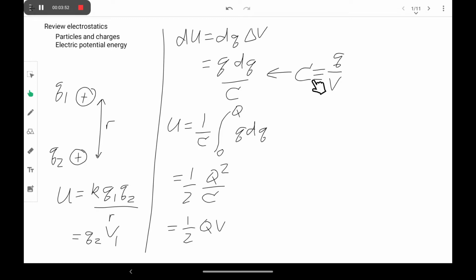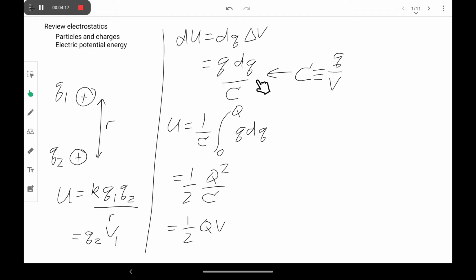So with that in mind, we can say, well, let's say V at infinity is 0, then delta V is just V, and rearranging this, plugging in for delta V, we get our little bit of change in potential energy is equal to how much charge there is, divided by its capacitance, and then multiplied by the change in Q that we're adding.